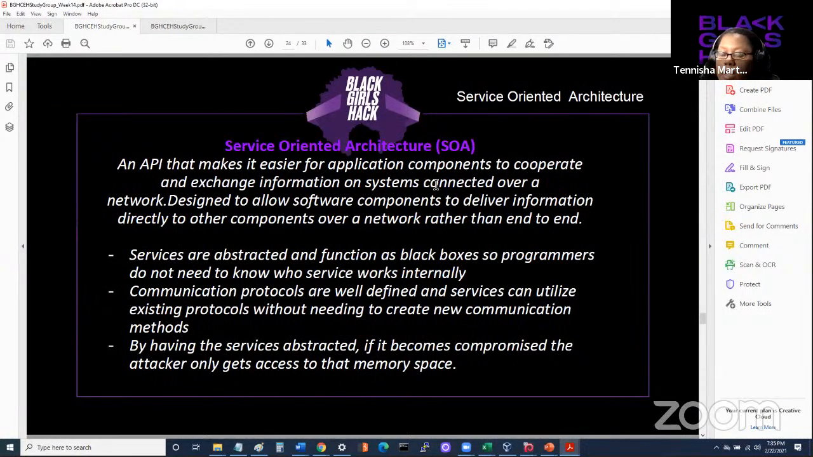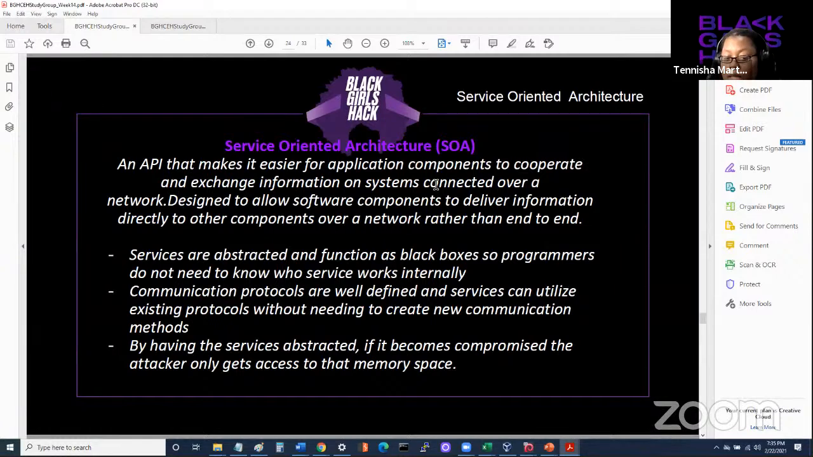All right, so next up is the SOA, which is the service-oriented architecture. You should just know what this means because I've actually seen this. It is an API that makes it easier for application components to cooperate and exchange information on systems connected over a network. Okay, so this basically just makes it so that different programmers, different programming languages can communicate across systems. So services are abstracted and function as black boxes, so programmers do not need to know how the service works internally. Communication protocols are well defined and services can utilize existing protocols without needing to create new communication methods.